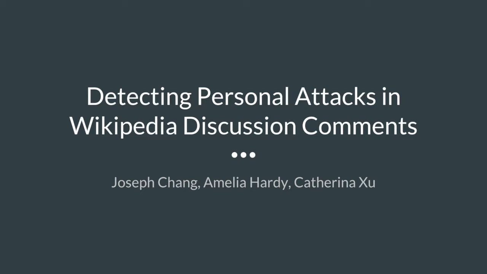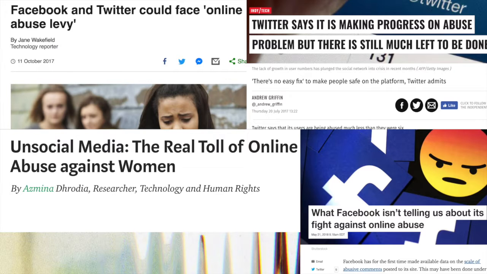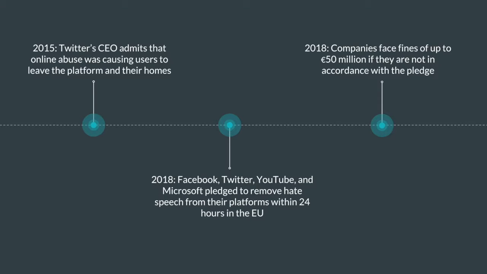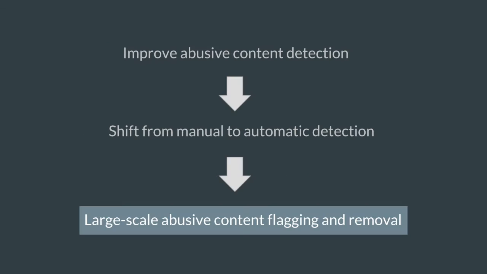Hi, we're Kat, Joseph, and Amelia, and we're working on detecting personal attacks in Wikipedia discussion comments. The presence of abusive language on social media has been growing, and media attention along with it. Such content has led to the proliferation of cyberbullying, hate speech, and scapegoating. Governments have begun to crack down on tech companies, imposing fines on those who don't remove abusive language in time.